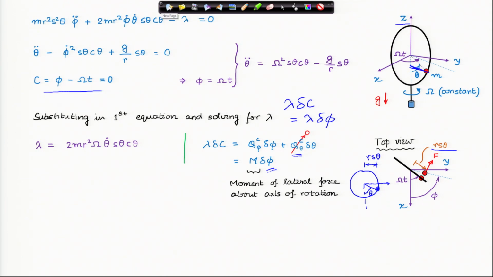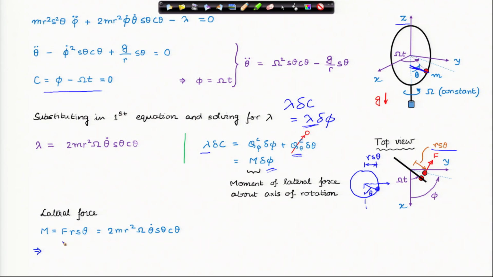Once we have understood that, let us proceed. Therefore, the moment produced by the lateral force is nothing but the lateral force times the moment arm, r sin theta, and that must be equal to, as you can see from here, our Lagrange multiplier. The Lagrange multiplier here has dimensions of moment.